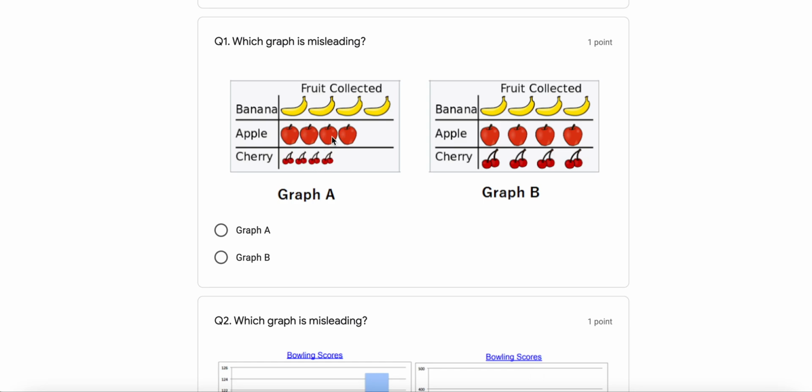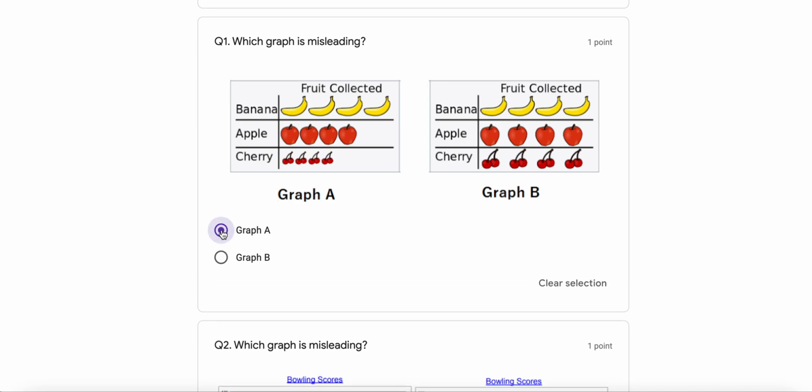And also, the apples are the same size as this nice graph over here, but they're not spaced out as evenly as the bananas are. So we should be spacing out our images in a picture graph in exactly the same way for every category. Bananas, apples, and cherries should all be evenly spaced so that you can keep up with how many more there are in one row. So spacing is important, and also size. Because the spacing and the size in this graph is not consistent, it's very misleading. So graph A is misleading.